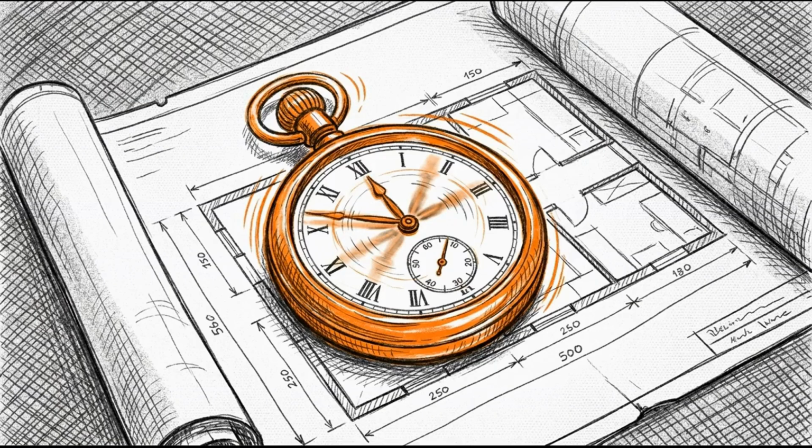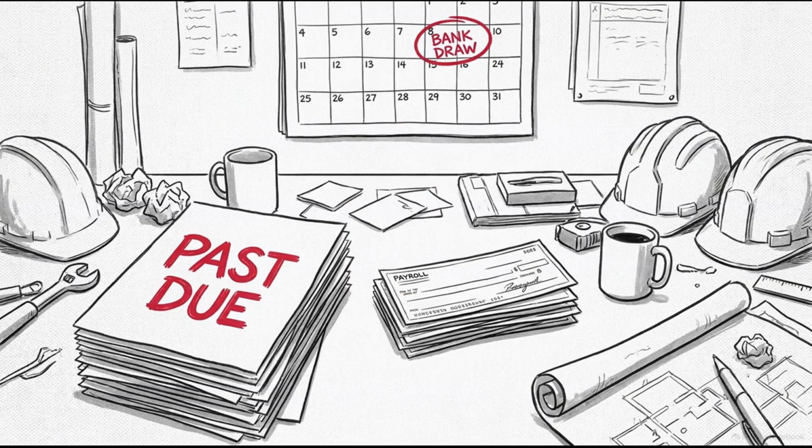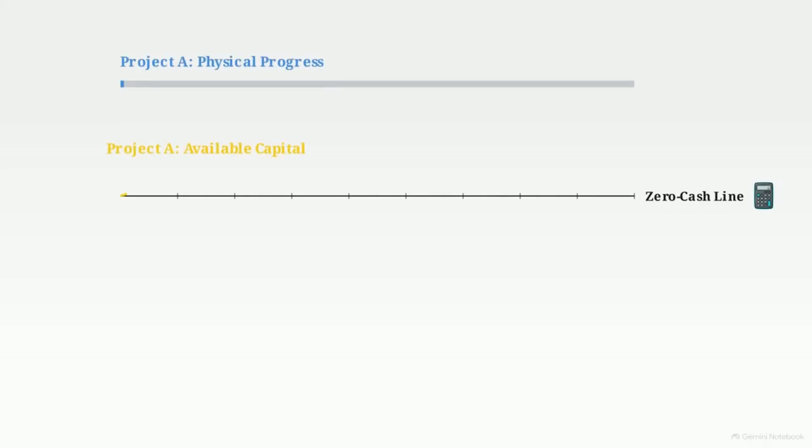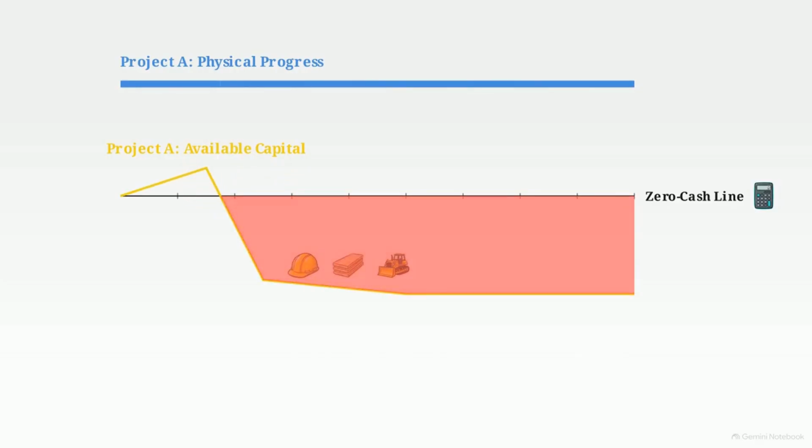Contractors face a severe time delay. They must pay weekly payroll and vendor invoices long before they receive their monthly bank draws. This chart details how the structural deficit exhausts cash reserves. Physical work progresses, but available capital drops below zero.